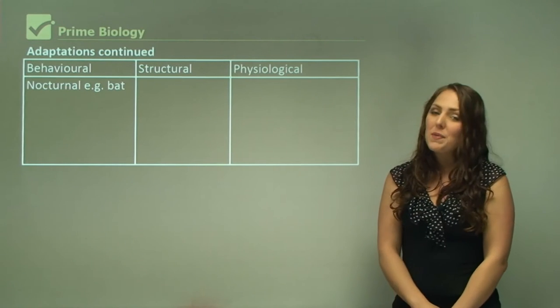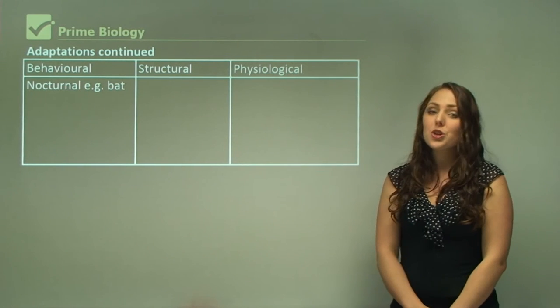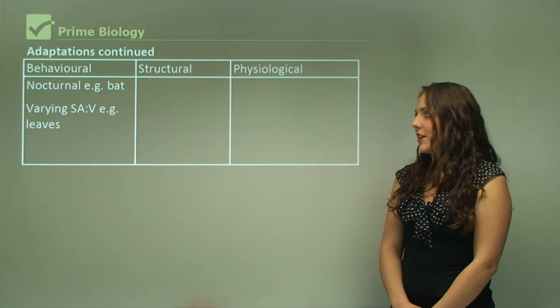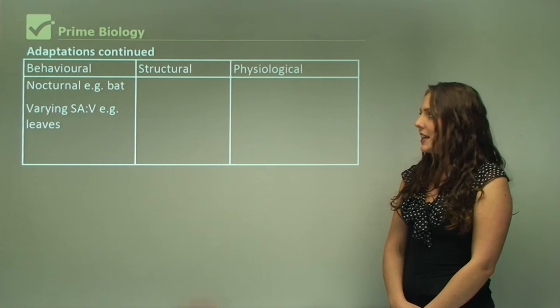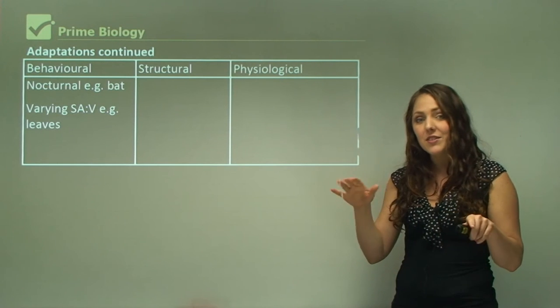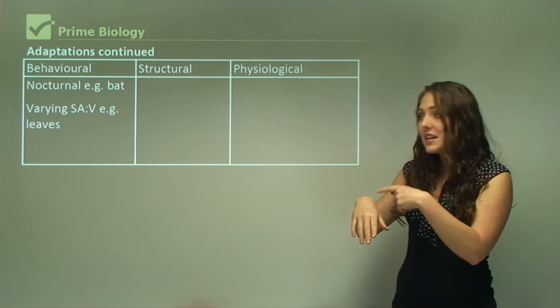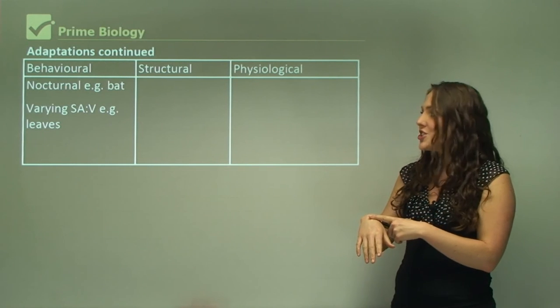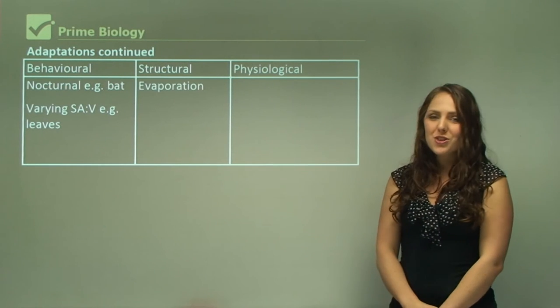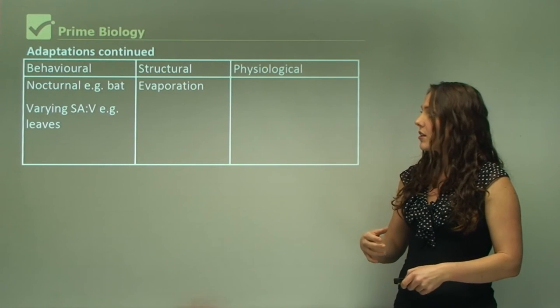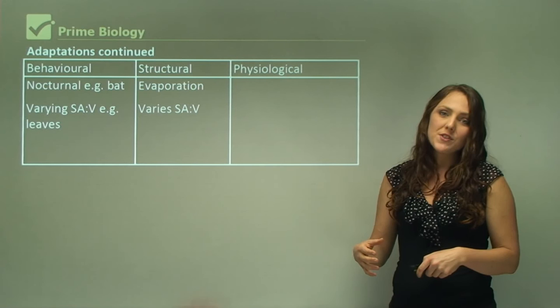Now we've got some more behavioral adaptations. Nocturnal, for example, a bat. You can vary surface area to volume ratio, for example, leaves. And leaves might, in the middle of the day, droop, and by that we're decreasing the surface area to volume ratio. Structural. So we've got evaporation, which can be a structural adaptation, and varying surface area to volume ratio.